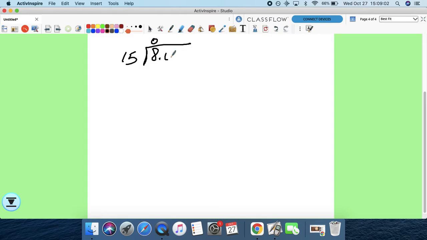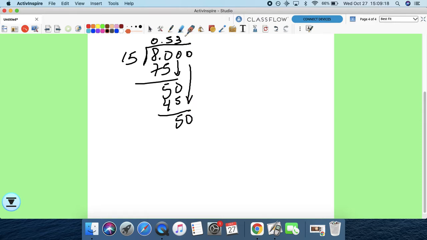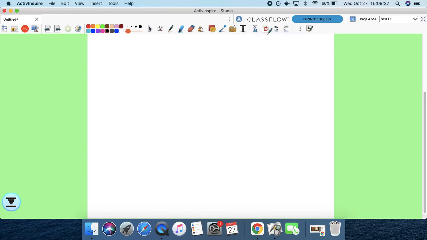Add a decimal. 4, 60, 5 times, which is 75. 5 left over, which is 3, which is 45. 5 left over again, and this one is easy. You'll notice that's going to be 3 again, so this one is just going to be 5.333 forever and ever, or bar notation on top of the 3.